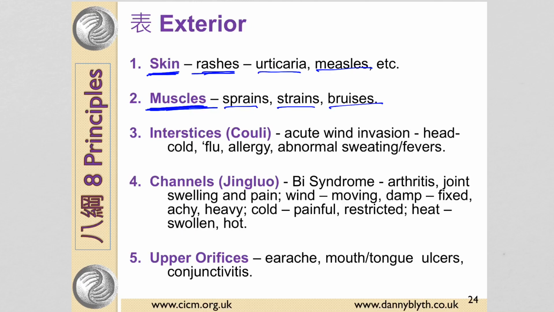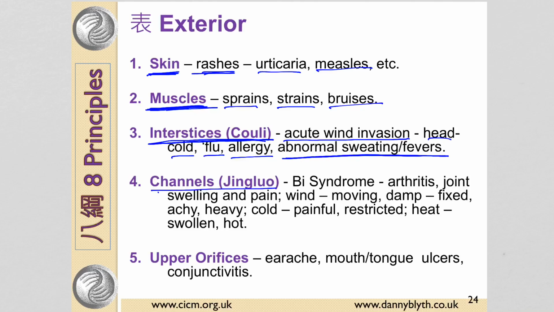The interstices, the cou li, the space between the skin and the muscles, where invasions happen. So this is where we see acute wind invasions like the head cold, flu, allergies, abnormal sweating and fevers. This is where sweating happens.